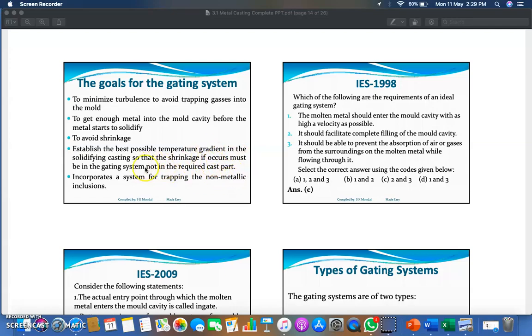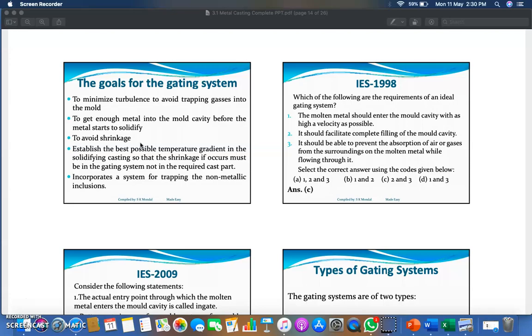That means if shrinkage occurs, it should be in the gating system, not in the casting part or your original part. In this way you can maintain the best possible temperature gradient. The gating system also incorporates a system for trapping non-metallic inclusions. So these are the specific goals of the gating system, and the reason you have to select or design one.